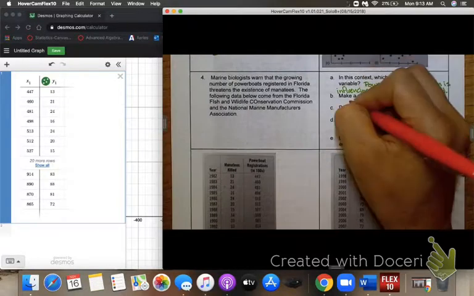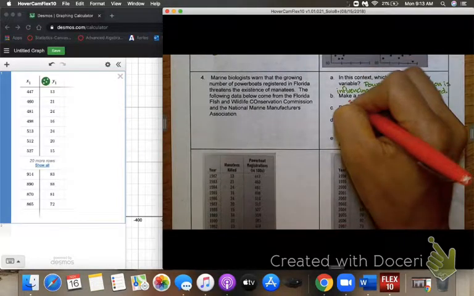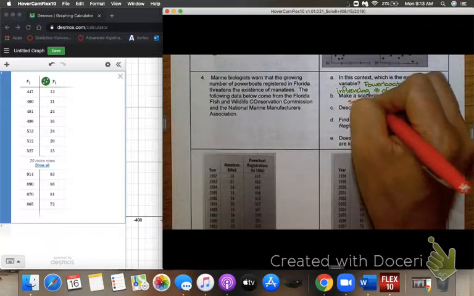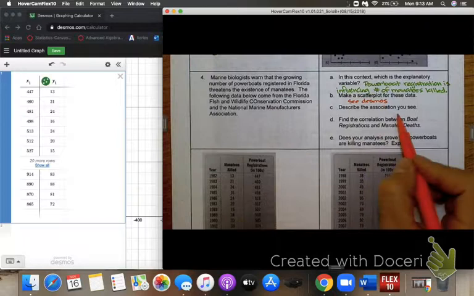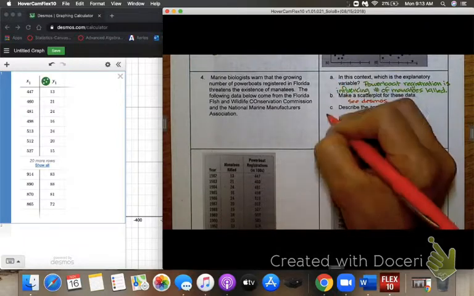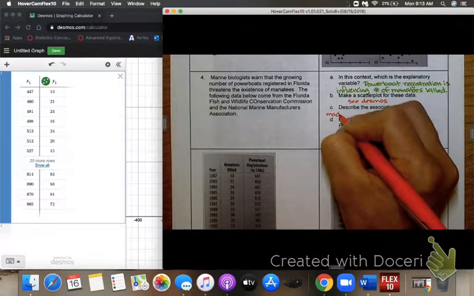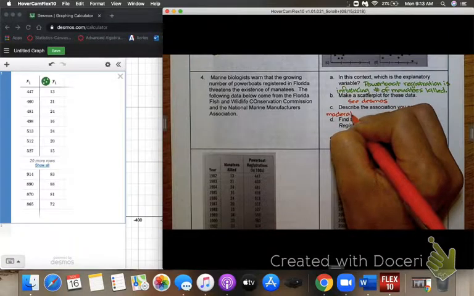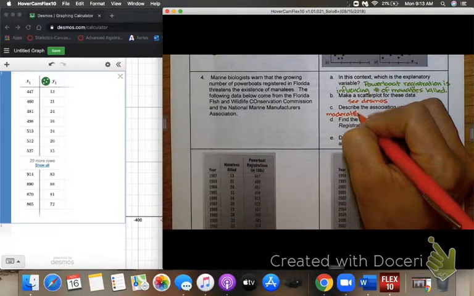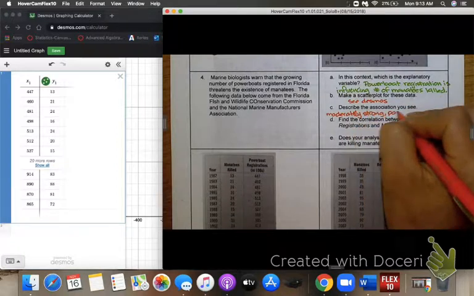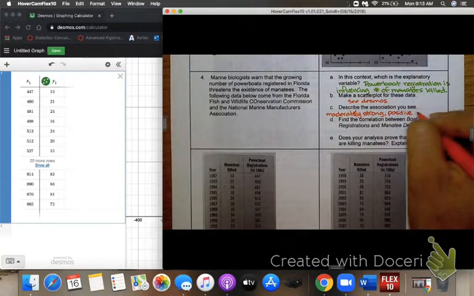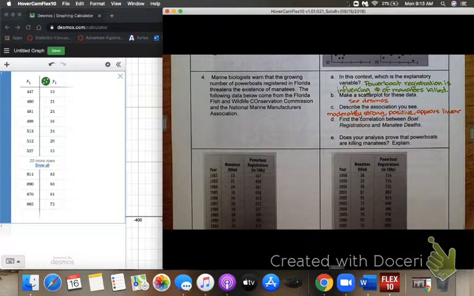I'm just gonna write here, see Desmos. You need to attach your Desmos graph if you use Desmos, or you need to do a hand sketch. Describe the association that you see. So I would say it's moderately strong, and it's positive. It appears to be linear. I don't see a curve or anything like that there.